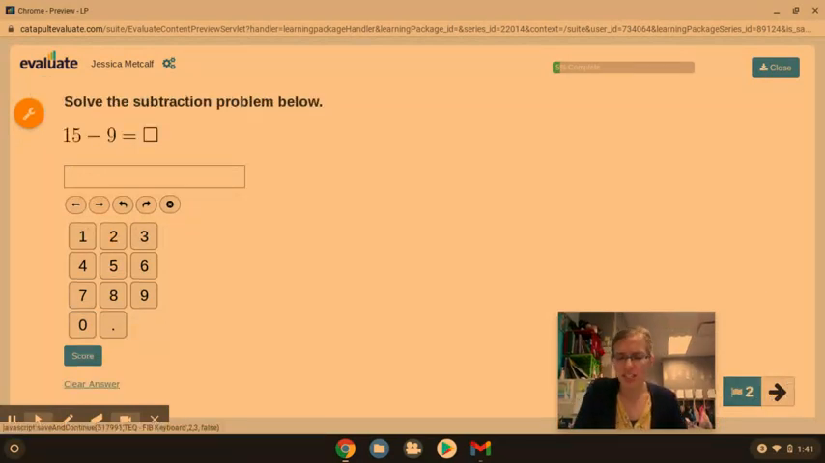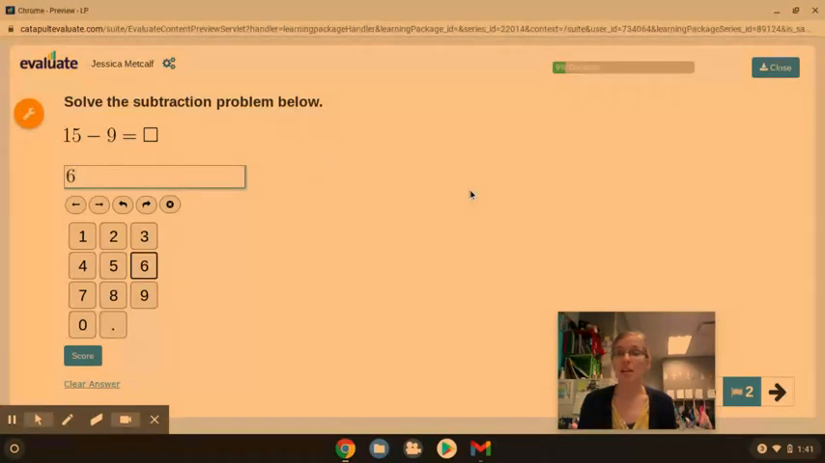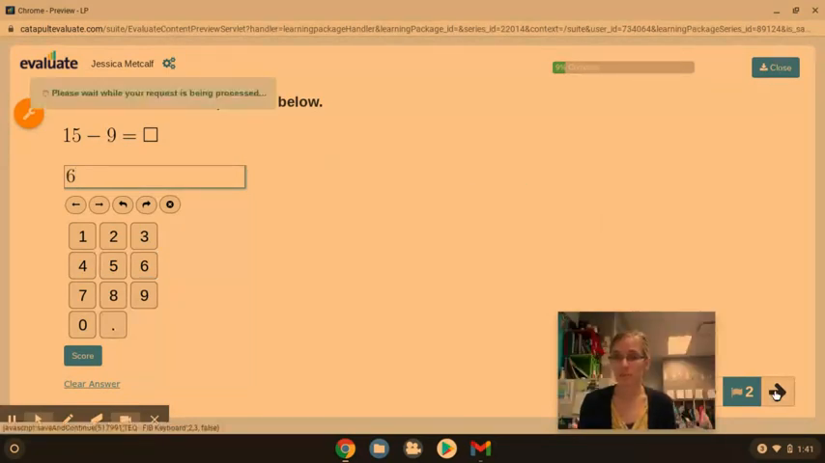This one I do not need to use my board for. Unless you want to draw a picture and that's easier for you, that's fine. You would draw 15 circles and then cross out 9. But I'm going to use my fingers. So that's easier for me. If you like to draw a picture, that's good too. So I'm going to do 15 minus 9. 15, 14, 13, 12, 11, 10, 9, 8, 7, 6. The answer for this is 6. And some of you may know that mentally, and that is absolutely fabulous too.